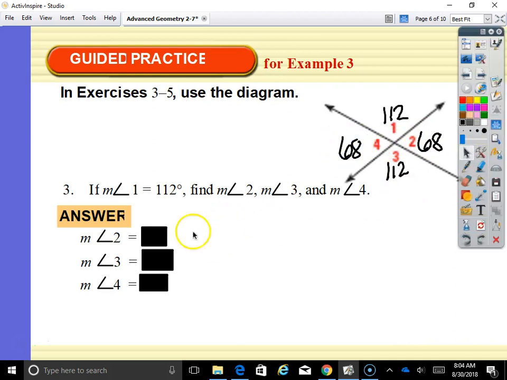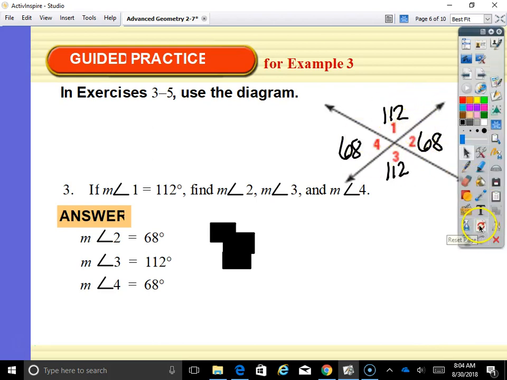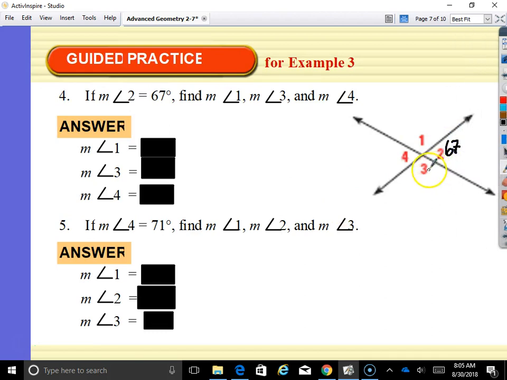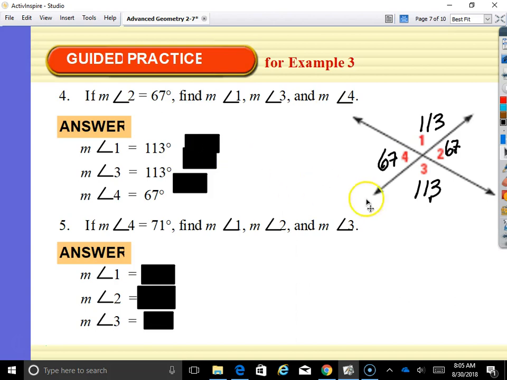So if you're given one number, when two lines intersect, you should be able to find all angles. The measure of angle 2 is 67. Find the measure of angle 1, 3, and 4. So 2 is 67. What else is 67? 4. 180 minus 67? 113? Which makes this one 113. Make sense?